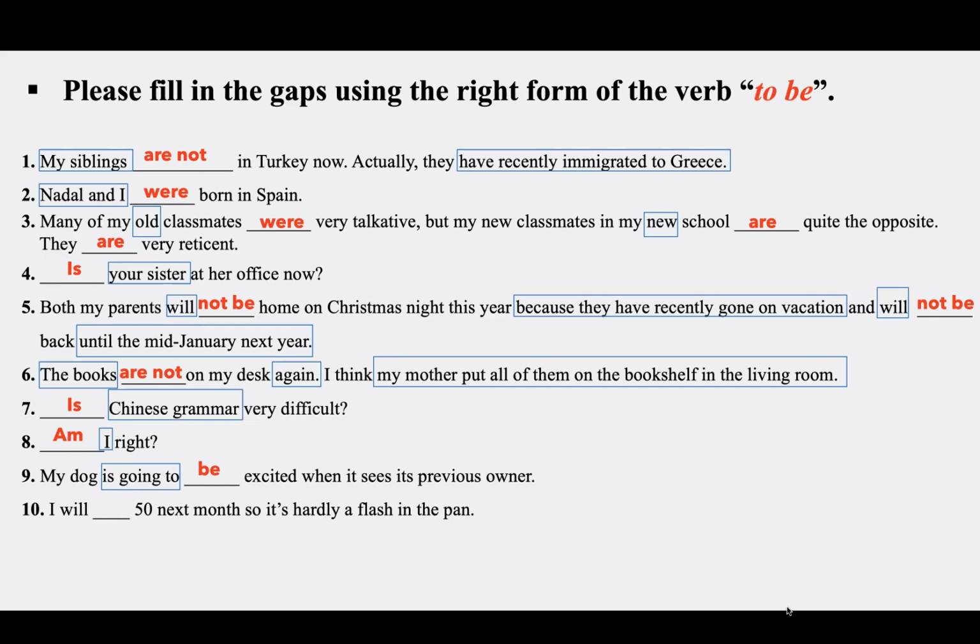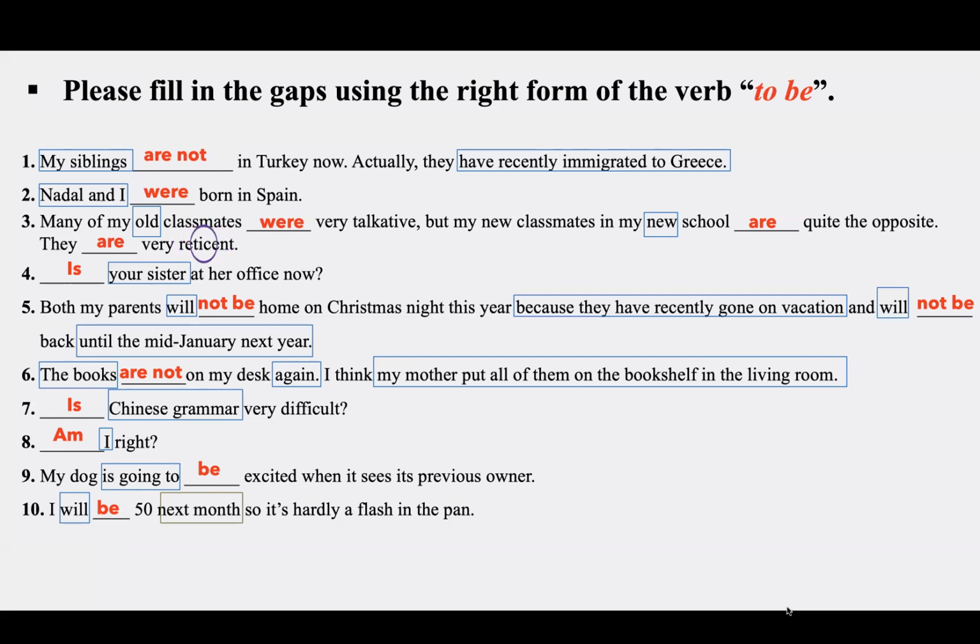So it's hardly a flash in the pan. So here we have simple future will, next month. So will be 50. So here like 50 years old. I will be 50 next month. So it's hardly a flash in the pan. So we will check those vocabulary words now.